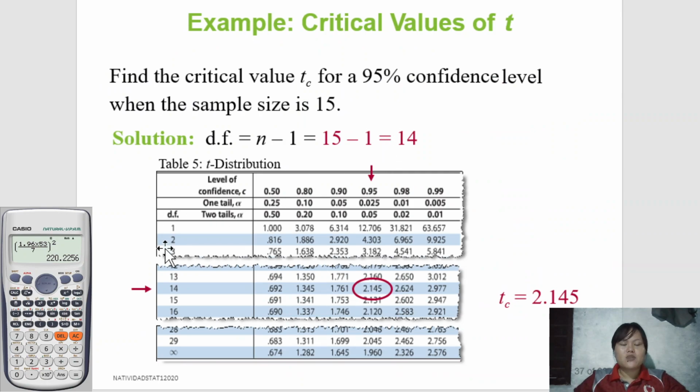Example, find the critical value of tc for a 95% confidence level when sample size is 15. Again, hindi pwedeng diretsong n, kailangan n minus 1. So df is n minus 1, 14. Hanapin nyo siya dito, df, pababa yung df. And then yung 95%. Since 95, pwede nyo tignan yung level of confidence, but in actual, ito yung itsura ng table.